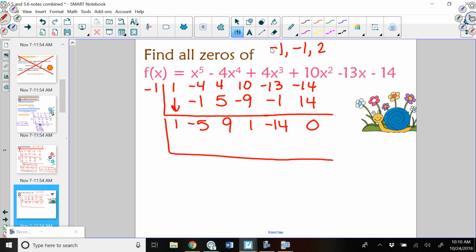All right, so then I used the -1. I'm going to go -1 again because that answer did show up twice. Multiply, add, multiply, add, multiply, add, multiply, add. Yay.